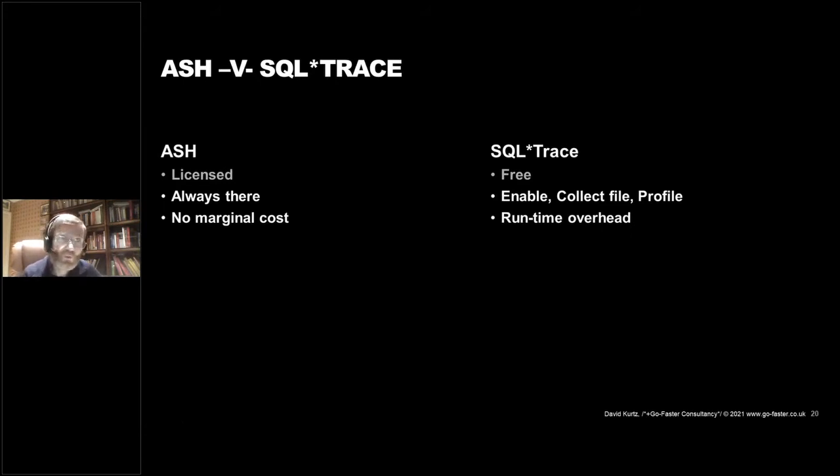ASH is always there, though. There's no marginal cost for switching it on. Trace has got a runtime overhead, and that overhead varies depending on the nature of the program and the level of trace you're collecting. If you want to collect SQL and binds, and you've got a database that does a lot of parse, because it's that kind of application, trace will have a bigger overhead.